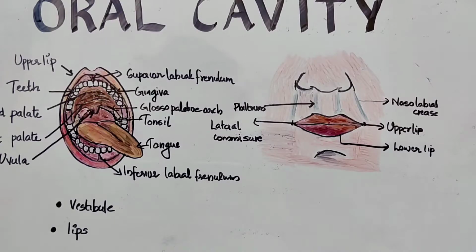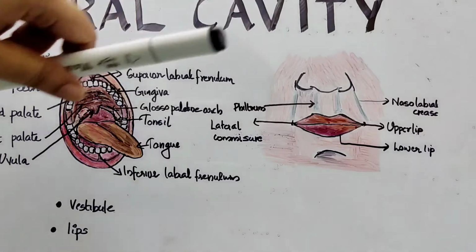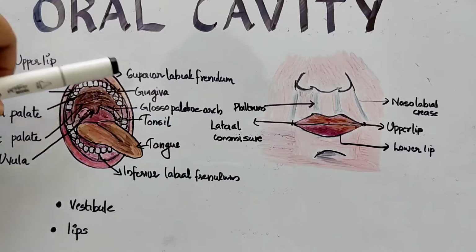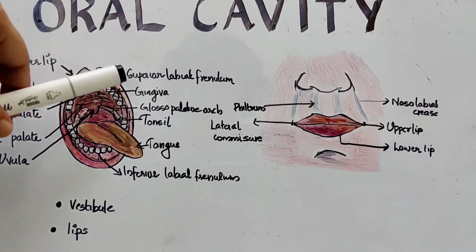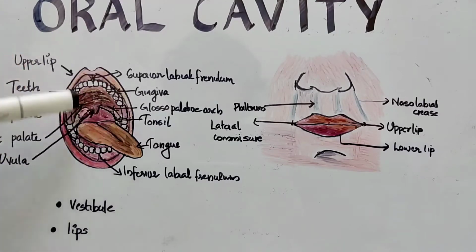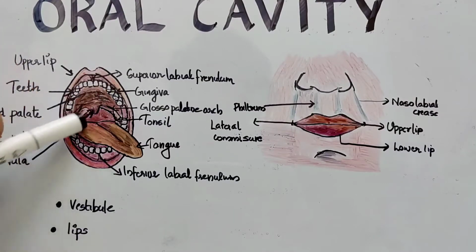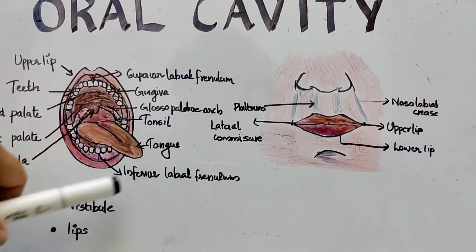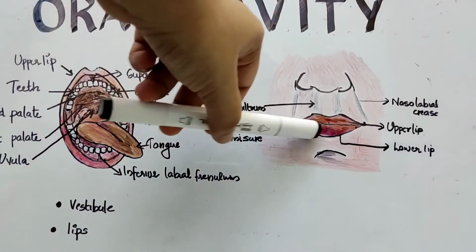Hello everyone, in this video we'll discuss the oral cavity. From today onwards we'll discuss the anatomy of the digestive system. First we'll discuss the oral cavity. The oral cavity can be divided into two portions: an outer smaller portion called the vestibule and an inner larger portion called the oral cavity proper. Today we'll discuss the anatomy of the vestibule as well as the lips.